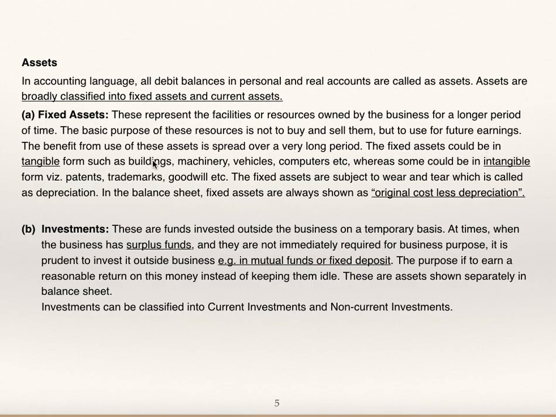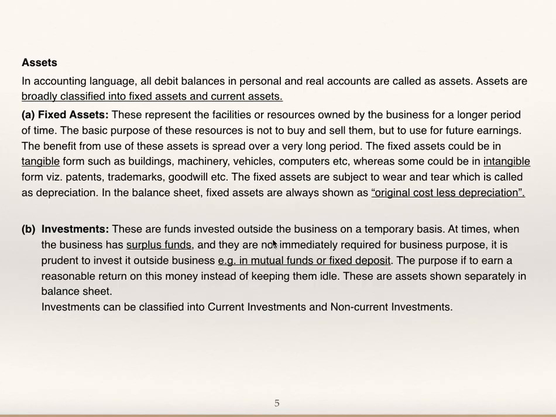The fixed assets could be in tangible form such as building, machinery, vehicles, computers, etc., whereas some could be in intangible form like patents, trademarks, goodwill, etc. The fixed assets are subject to wear and tear, which is called as depreciation. In the balance sheet, fixed assets are always shown as original cost less depreciation. Second, on the asset side is investments.